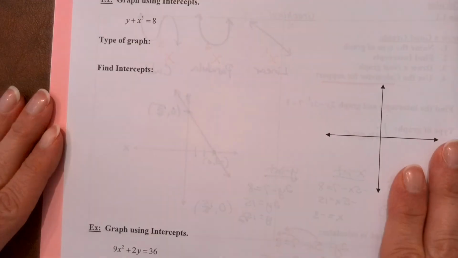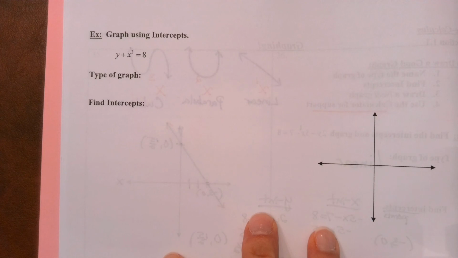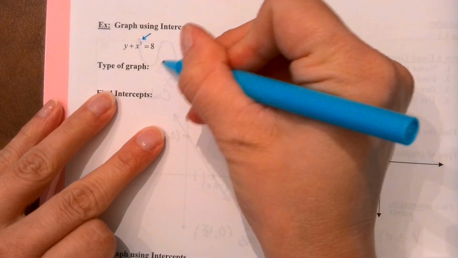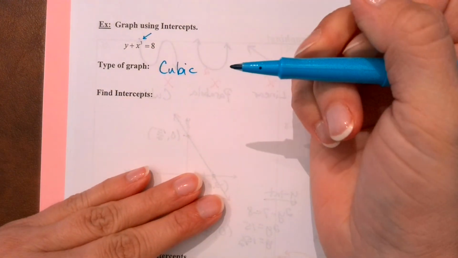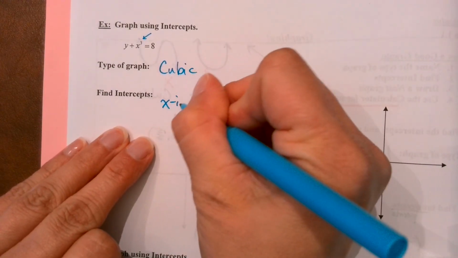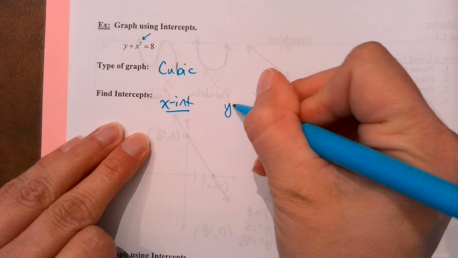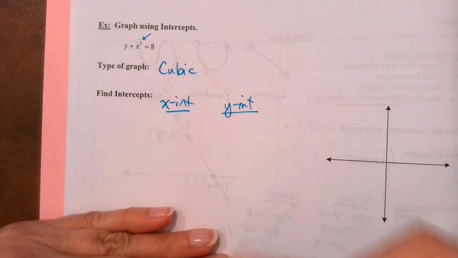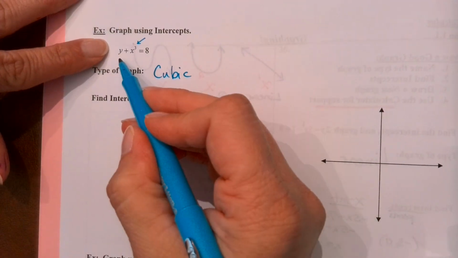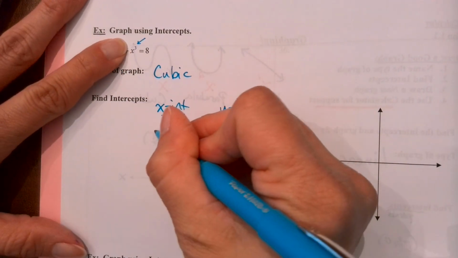Let's graph number 3 here by using intercepts. Okay, so the first thing I notice is that we have an x squared power. So when you have a power of 3, this is going to be a cubic. Okay, it's going to be a cubic. Let's go ahead and find the intercepts. So I'm going to organize my work by saying x-intercept and y-intercept. To find an x-intercept, we're going to let the y value be 0. I'll just cross that off with my finger.